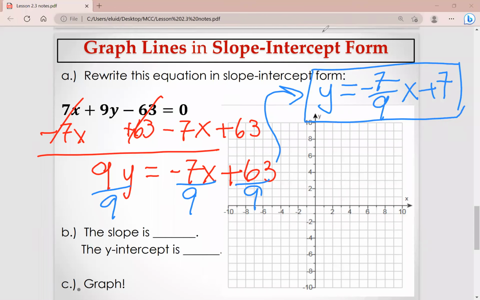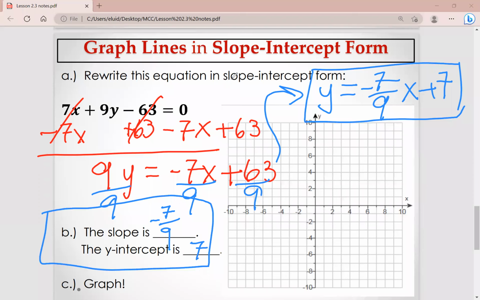So now we have enough information to make our graph. So the plus 7 is the y-intercept. We can just write 7. And then the slope, that's m, right? y equals mx plus b. The slope is the number in front of the x, negative 7/9. So that's enough to make our graph.